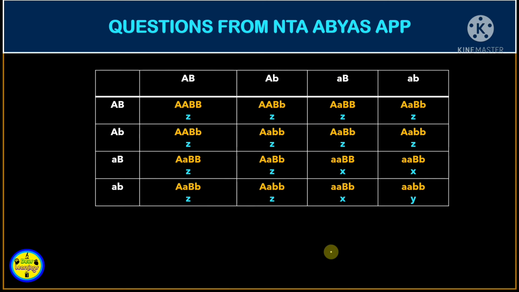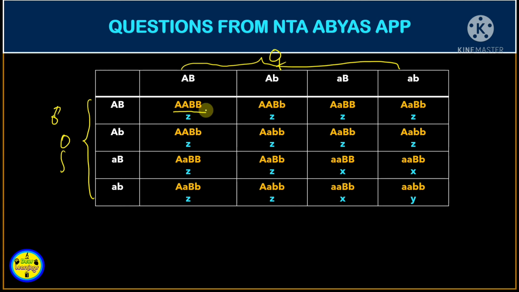I already made a chart. These will be the sperms, that is the male gametes, and these combinations of genotype are for the eggs, which are the female gametes. If there's a cross, you can see that we end up with different genotypes. So these are the genotypes which will come.